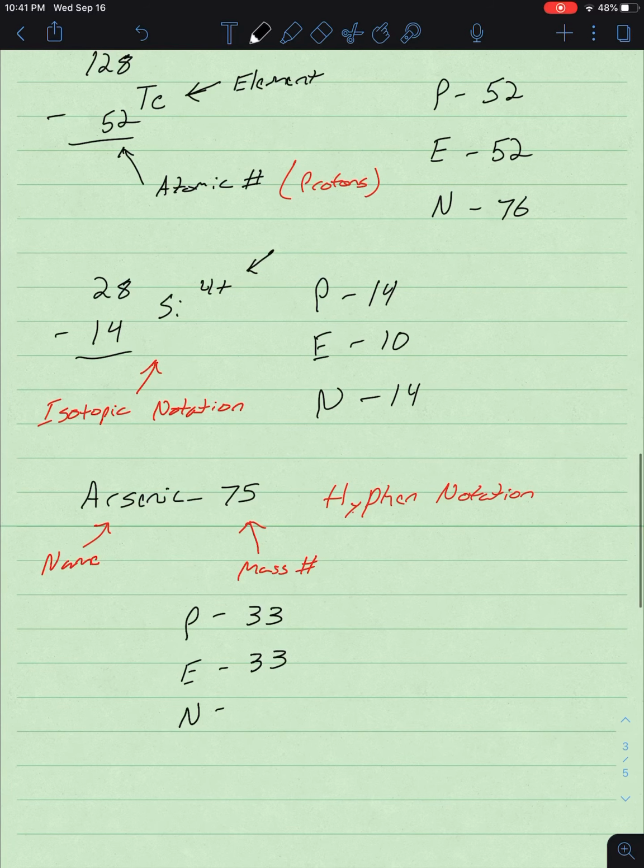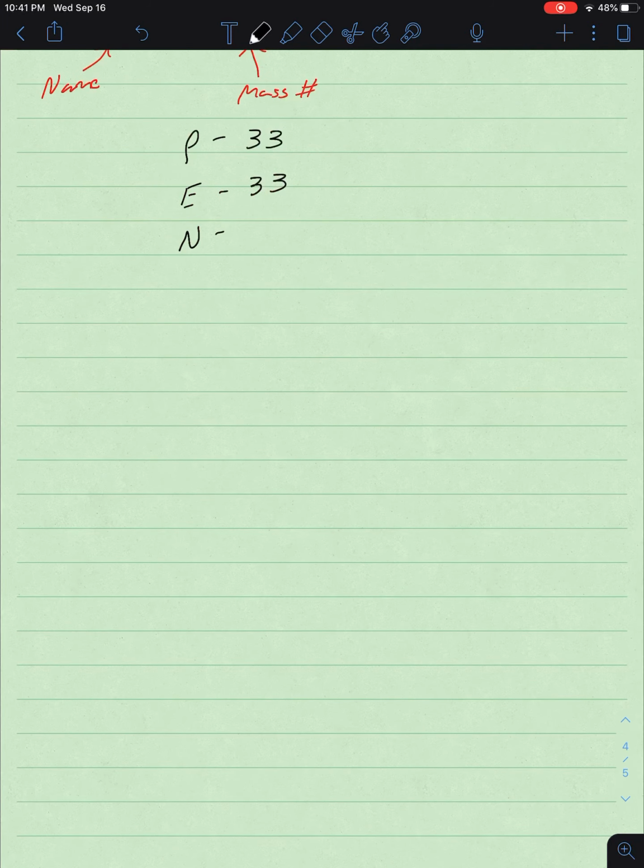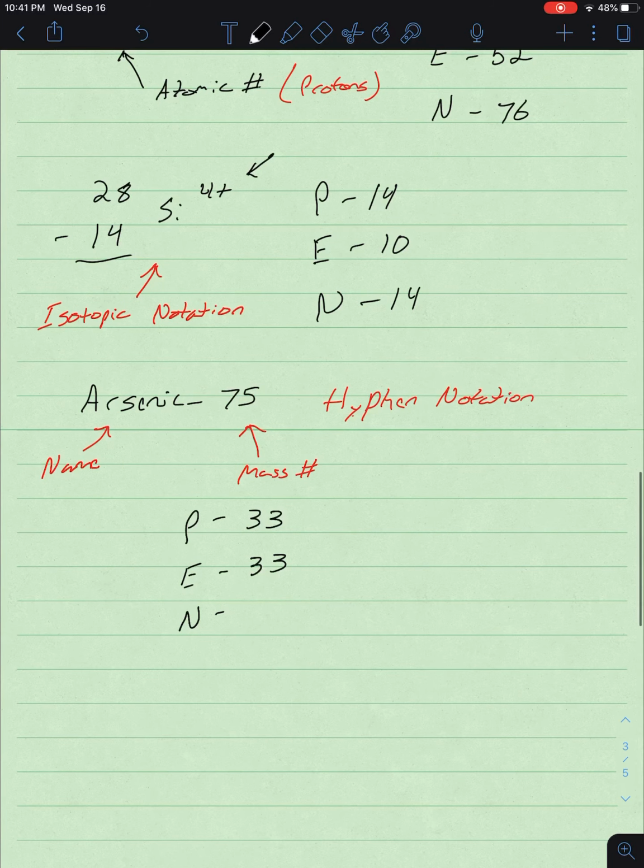Lastly, my number of neutrons is simple. All I got to do is my mass number minus my number of protons. So mass number would be 75 minus my number of protons, and that gives me 42. So my neutrons would be 42. And that is it.